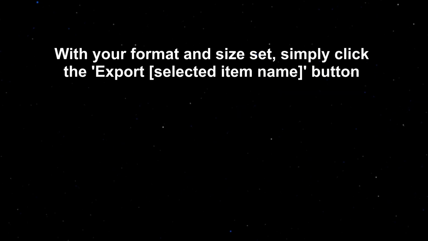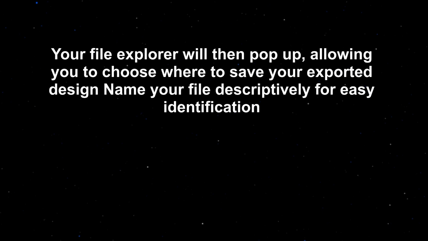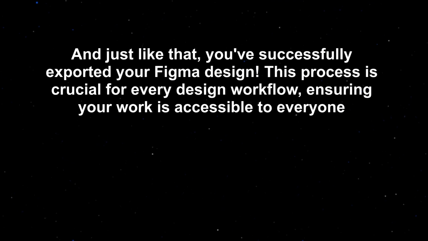With your format and size set, simply click the Export Selected Item Name button. Your File Explorer will then pop up, allowing you to choose where to save your exported design. Name your file descriptively for easy identification. And just like that, you've successfully exported your Figma design.